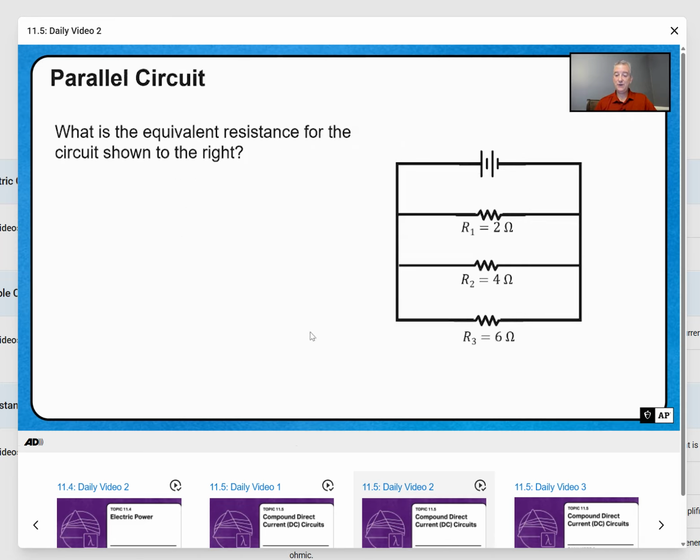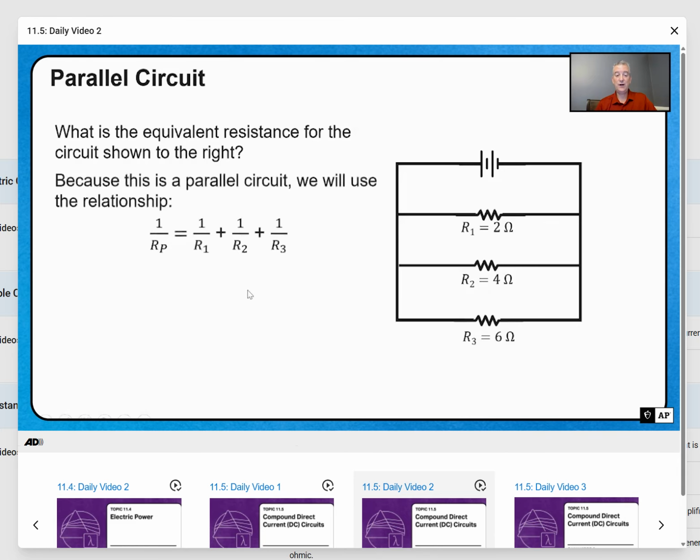Again, we should note that this circuit is different than the previous circuit because this is in parallel rather than in series. So once I identify what type of circuit it is, then I just use the proper equation. In this case, 1 over Rp equals 1 over R1 plus 1 over R2 plus 1 over R3. Substitute in the given information: 1 over Rp equals 1 over 2 plus 1 over 4 plus 1 over 6, and I end up with that 1 over Rp is equal to 5.5 all over 6.